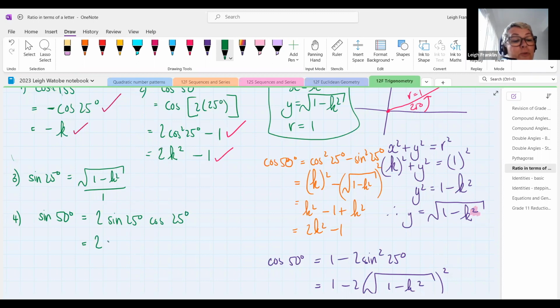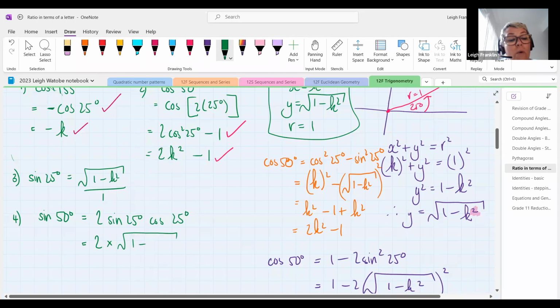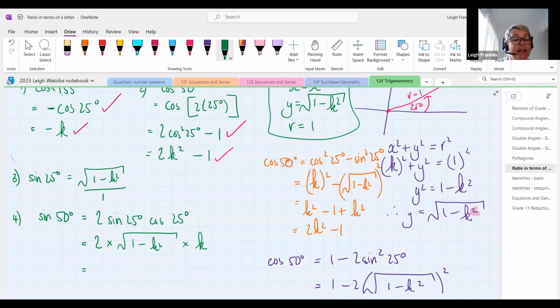So it's 2 times the sine of 25, which remember is root 1 minus k squared, multiplied by the cos of 25, which would be k. Writing it how we would normally write it, we put the 2 and the k together at the front, and then the root 1 minus k squared behind it, and it's left like that. There would be a mark for expanding and a mark for the answer.